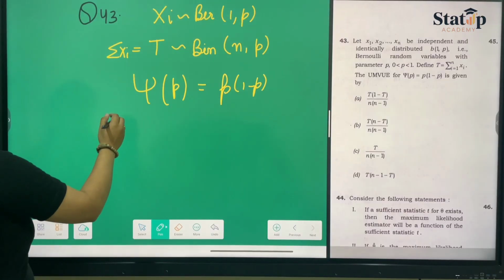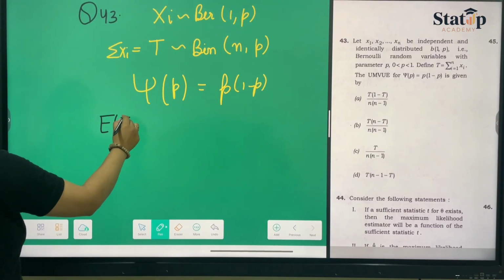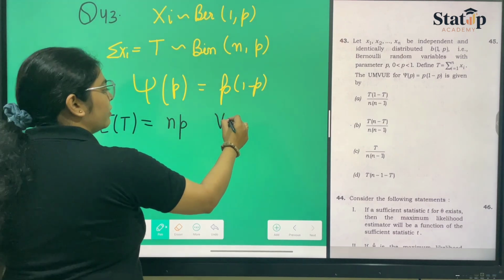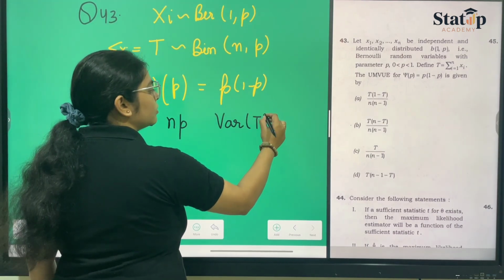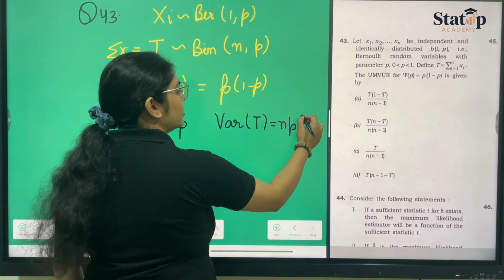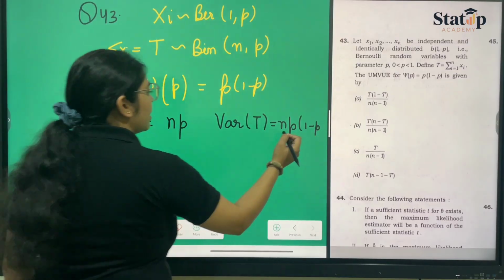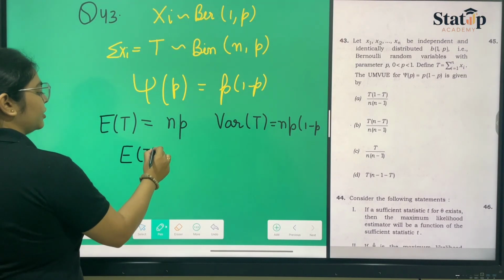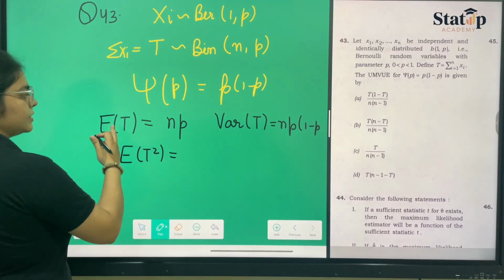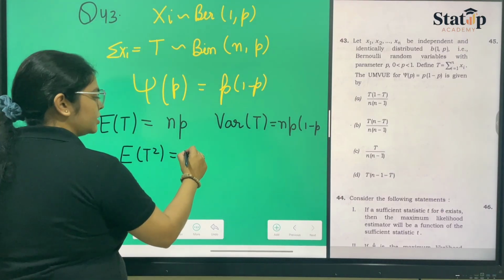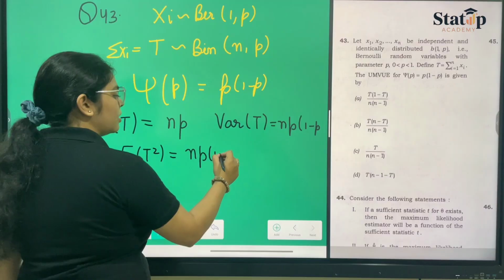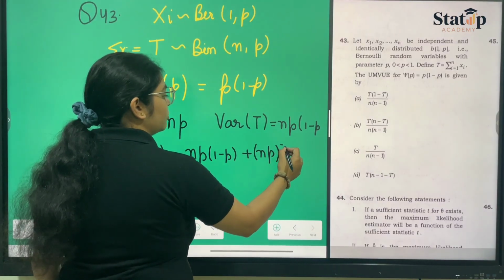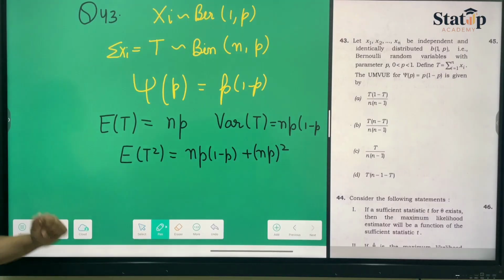Before this, let us calculate the expected value of t, which is the mean of t. Mean of t will be np, variance of t will be np(1 minus p), and expectation of t square will be variance of t plus expectation of t whole square, which is np(1 minus p) plus np whole square. Right? This is the value.